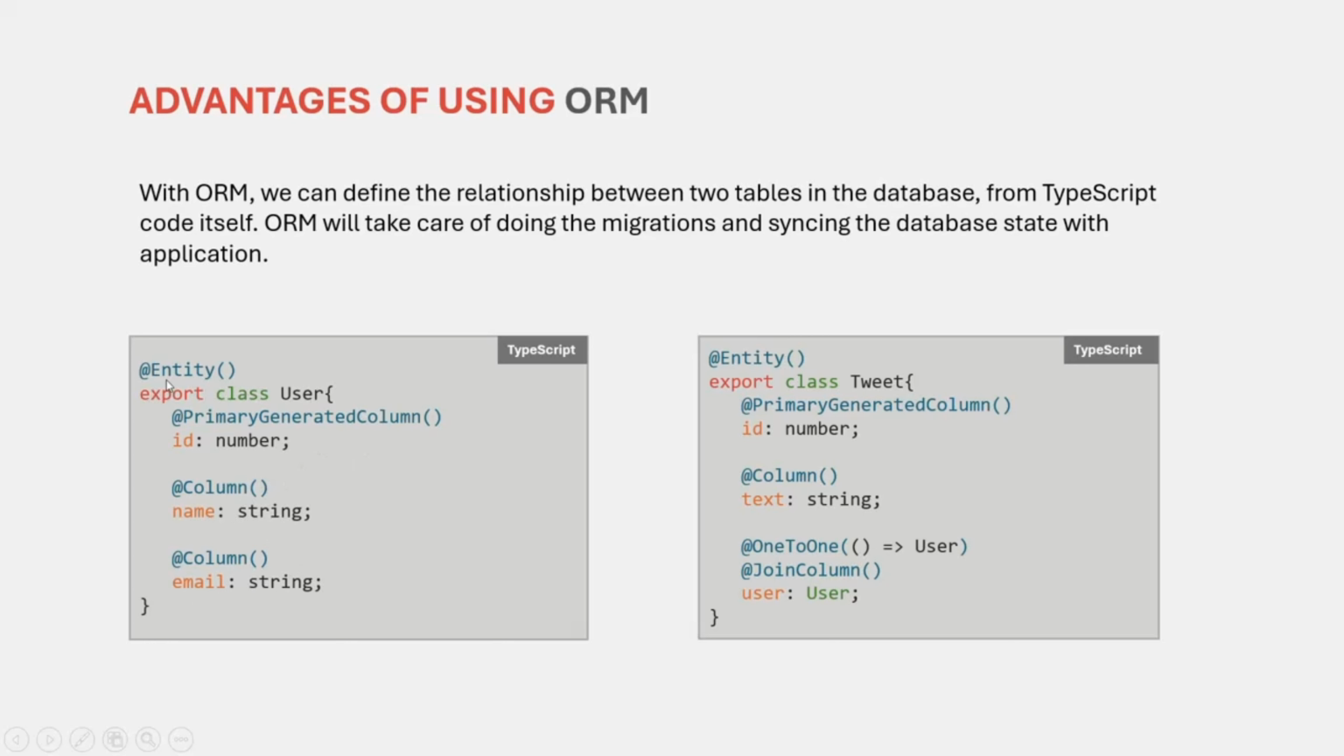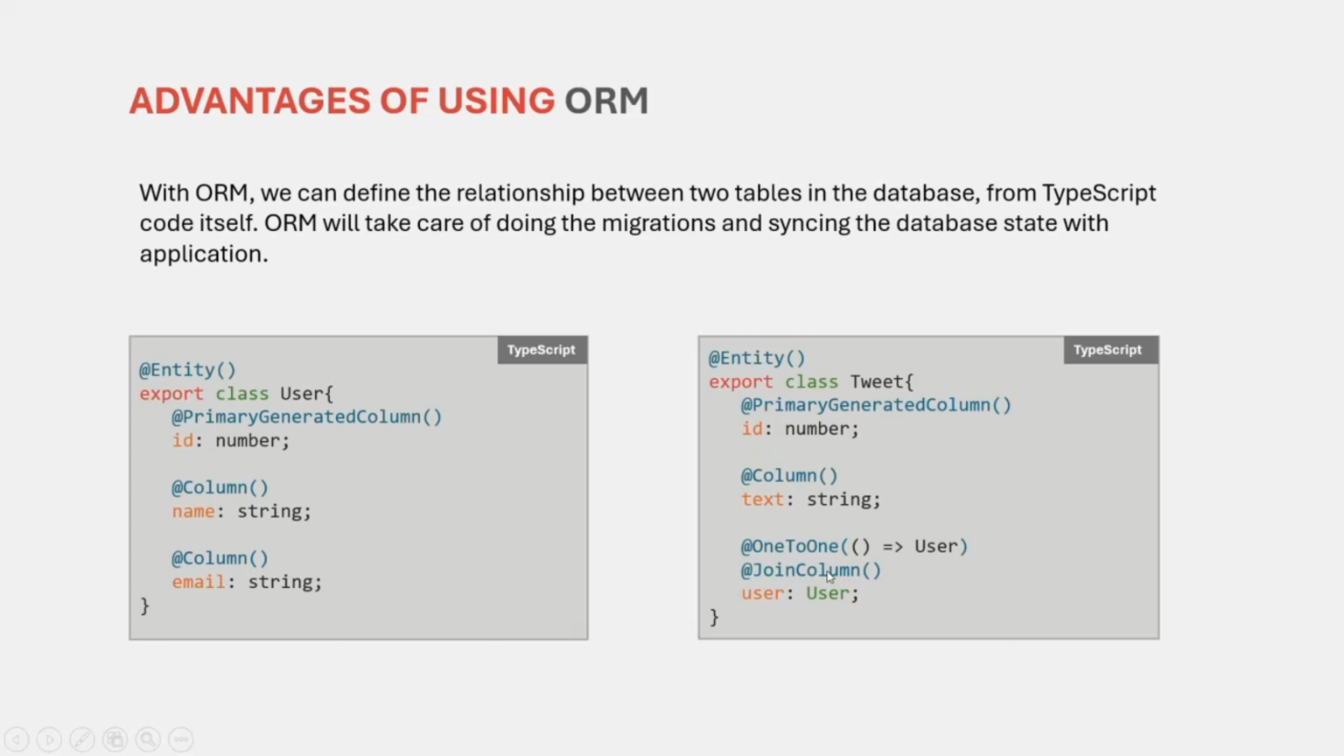So TypeORM will take this entity class, and based on this it will create a user table in the database, and there it will create an ID column which will be a primary column, and it will be auto generated. Its value will be auto generated based on the previous value, and then it will also have name and email columns. In the same way, for this Tweet class also, since it is decorated with the @Entity decorator, TypeORM will take this Tweet class, and based on that it will create a tweet table in the database, and there also we will have an ID column, the text column, and the user column.